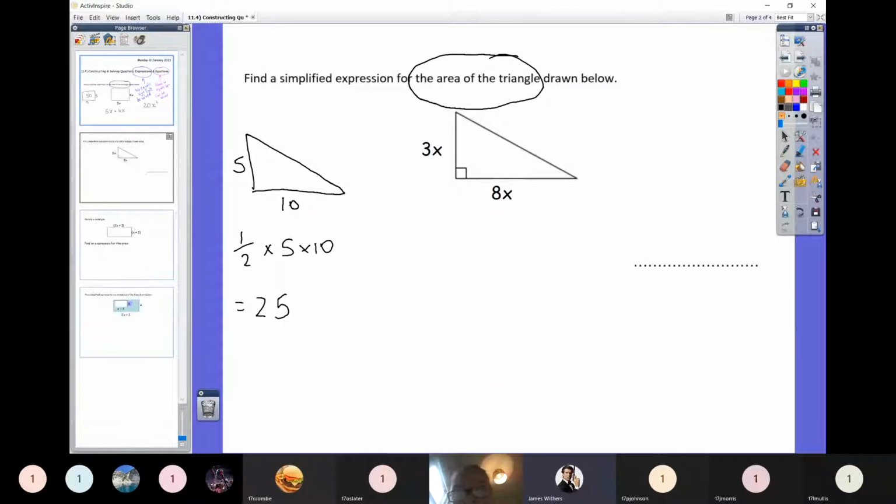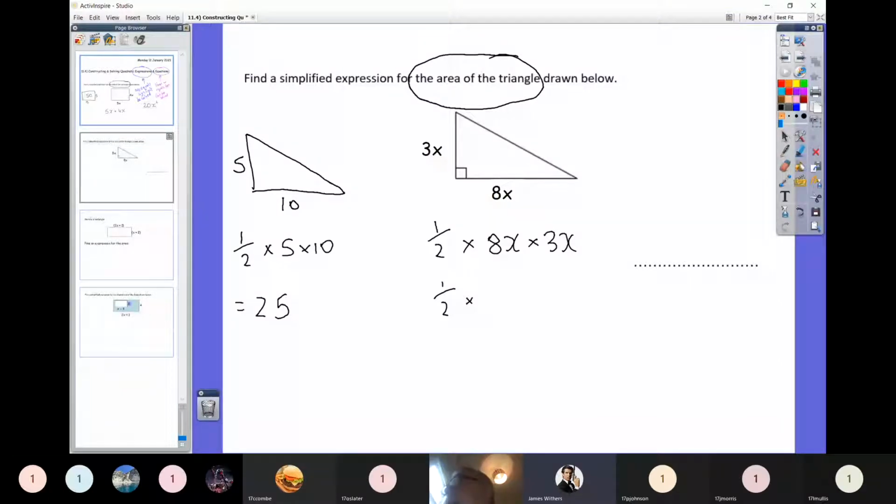So you've just got to do that with this. Okay, there are x's involved, but that's no big deal. So you've got to do half times the base times the height. So I'm going to leave that half there for now. I'm going to come back to that bit.